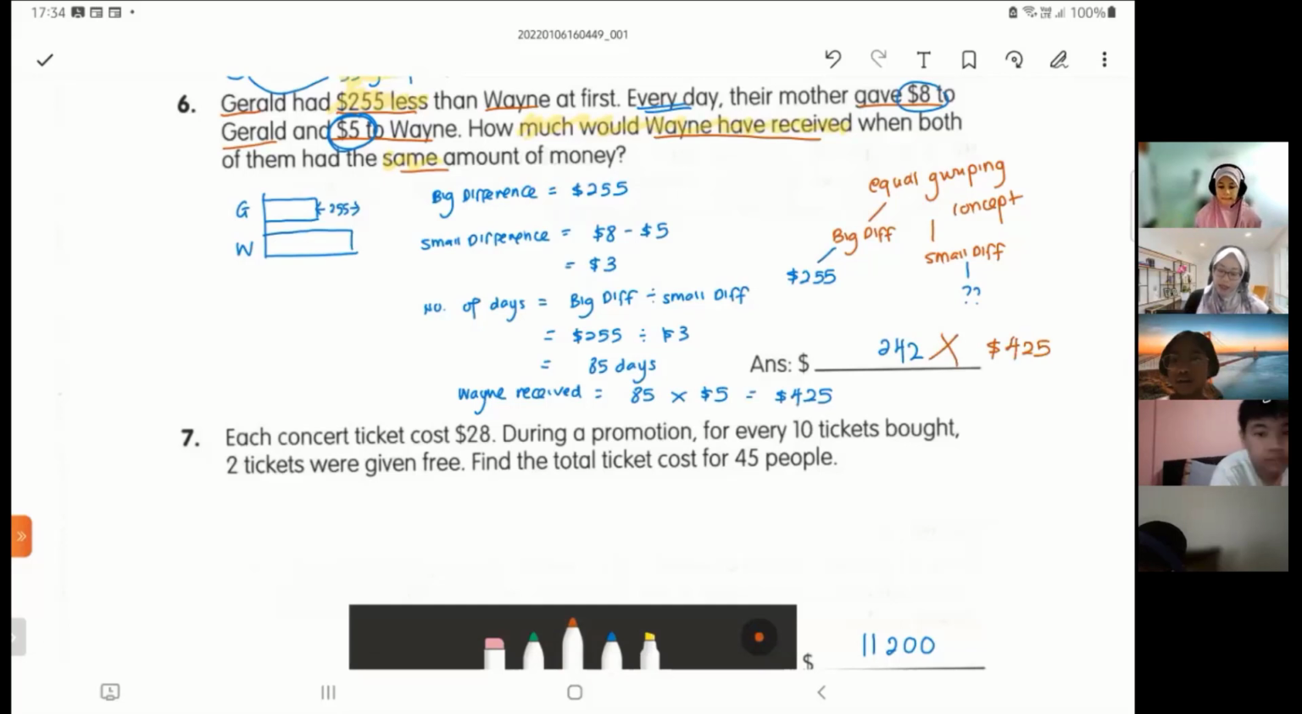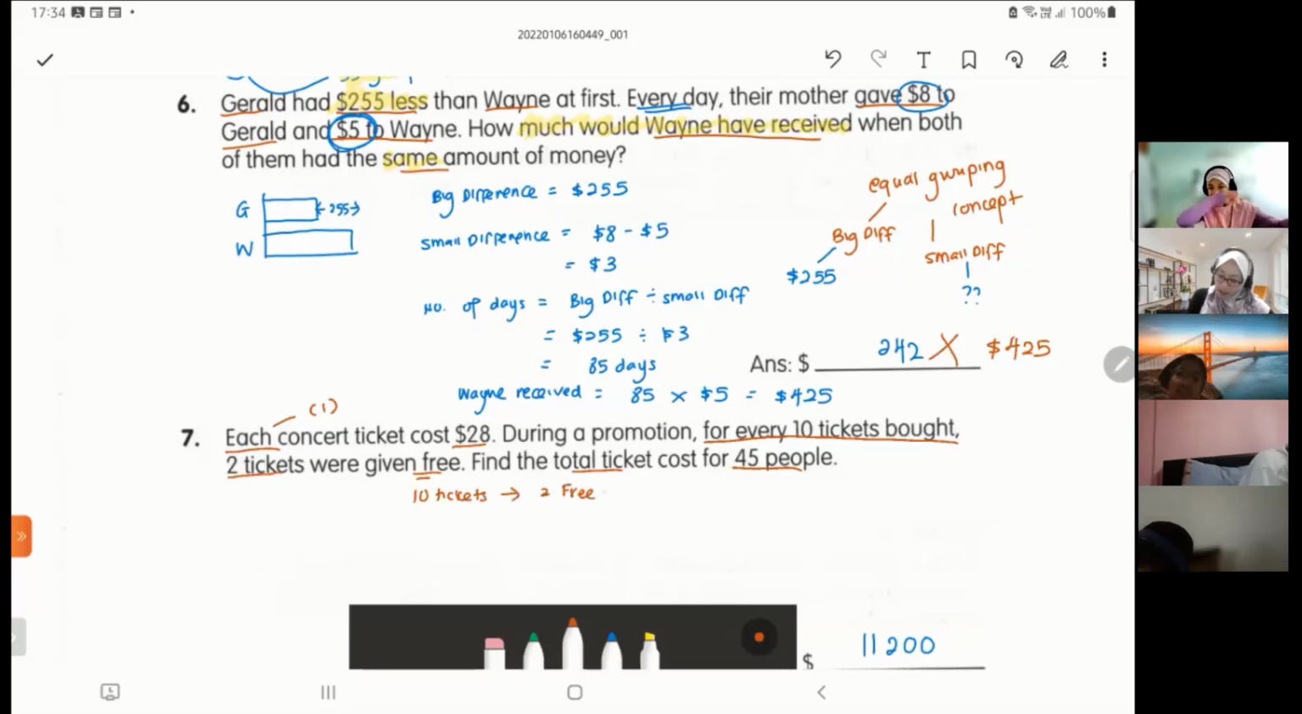Each concert ticket costs $28. When I say each, means one concert ticket. During a promotion, for every 10 tickets bought, 2 tickets were given for free. Again, this is the sets or the grouping concept, like just now, the previous question, like number 5. Okay, find the total ticket for 45 people. So let's find the number of sets first. What's the sets? For every 10 tickets, I will get 2 free tickets. This is the set. Okay, the promo lah. The promo is 10 tickets bought, you get 2 free tickets.